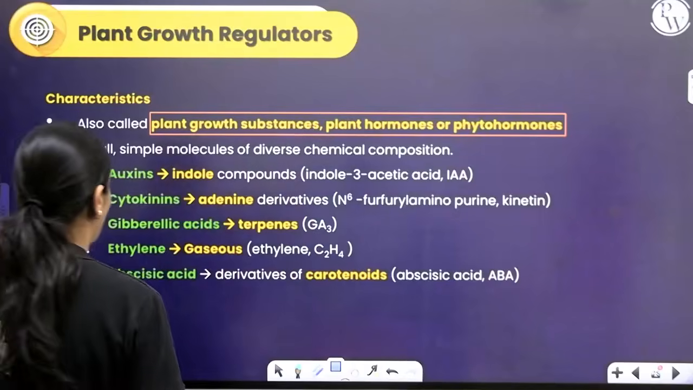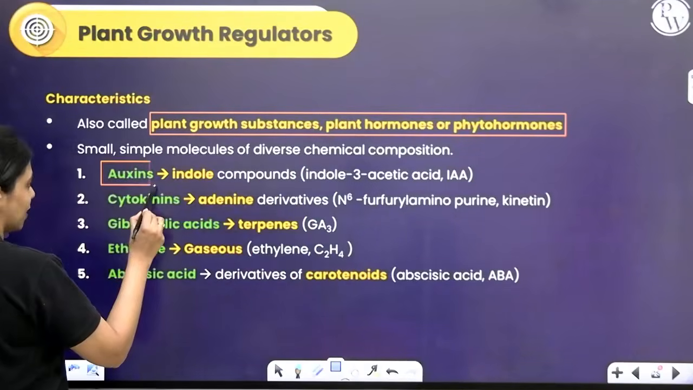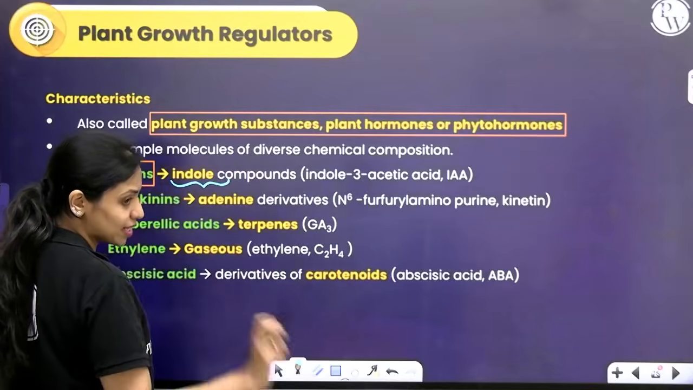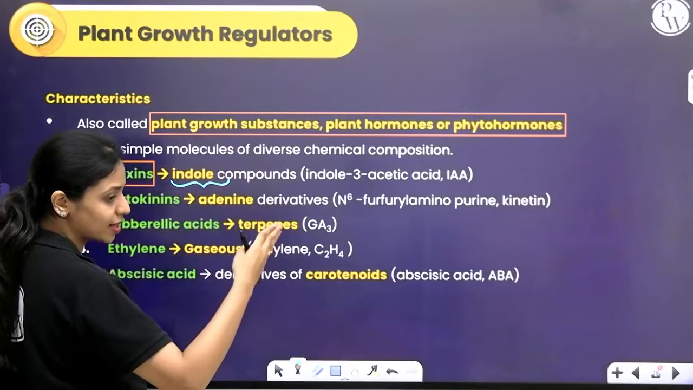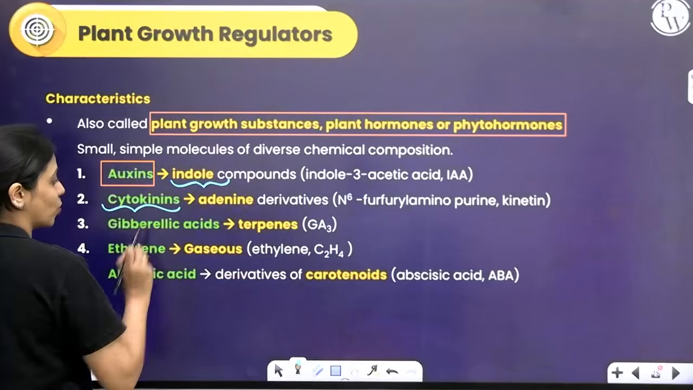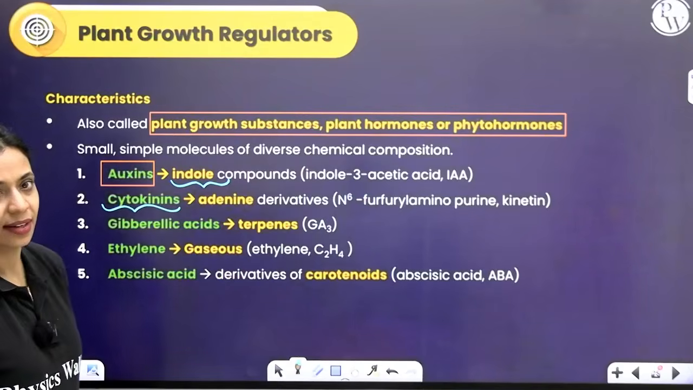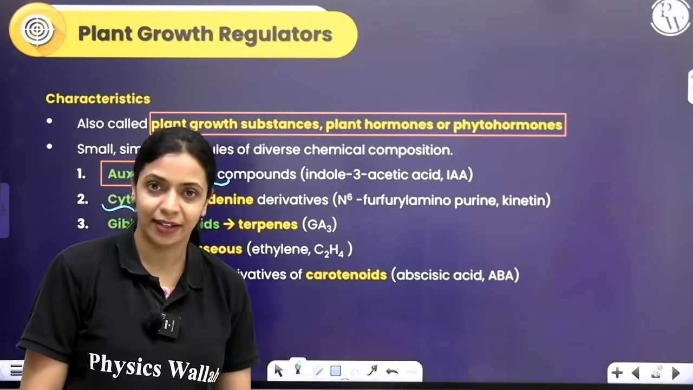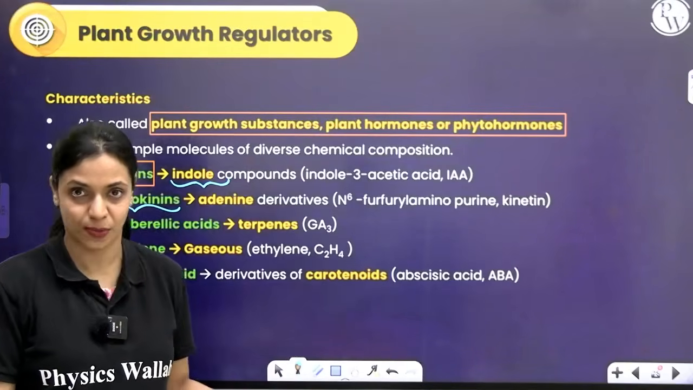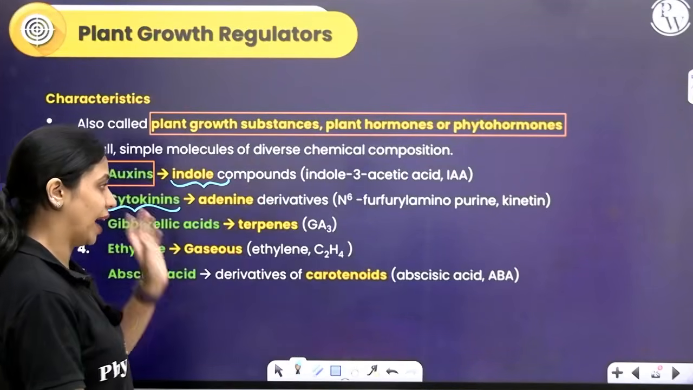We have one group of plant hormones called auxins. These are derived from indole compounds. One example is indole acetic acid, which we abbreviate as IAA. Then we have another group of hormones called cytokinins. These are derived from adenine. You know adenine, right? In biomolecules, you've learned adenine, thymine, guanine, cytosine. It's a nitrogenous base, so it is derived from that.